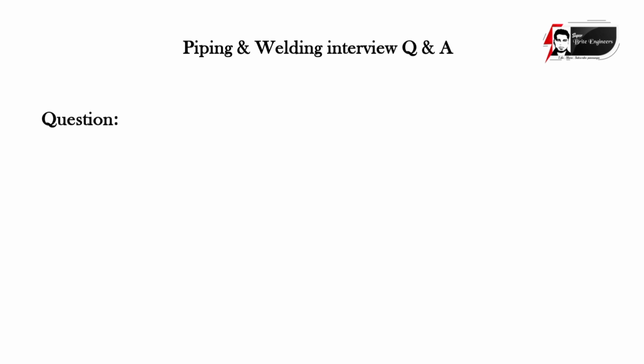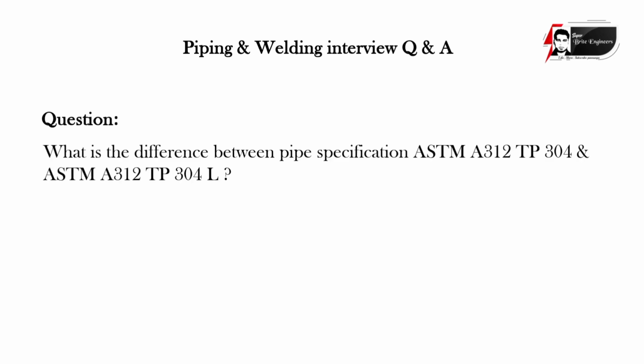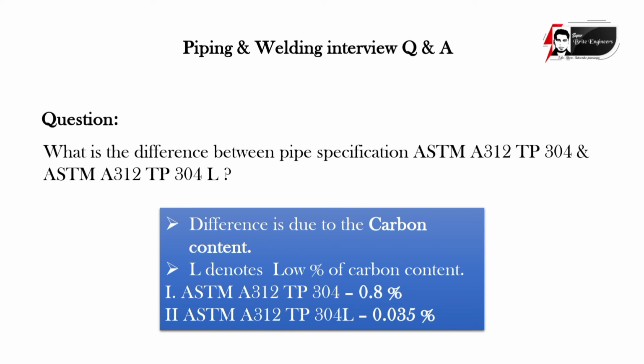What is the difference between the pipe specification ASTM A312 TP304 and ASTM A312 TP304L? The difference is due to the carbon content. L denotes the low percentage of carbon content. ASTM A312 TP304 0.08 percent, ASTM A312 TP304L 0.035 percent.